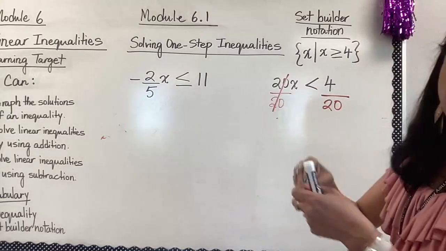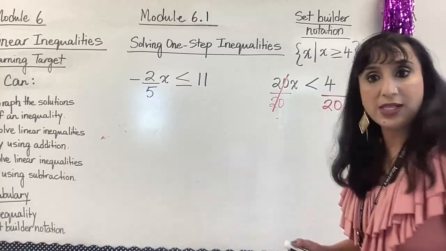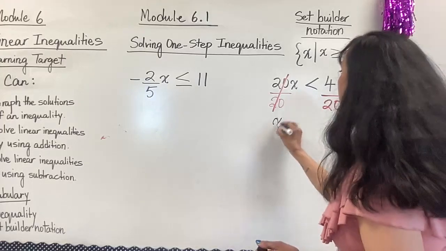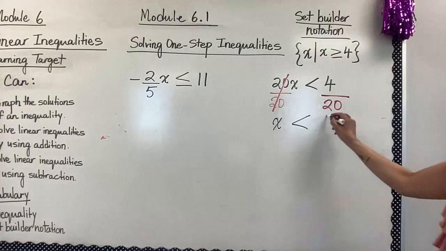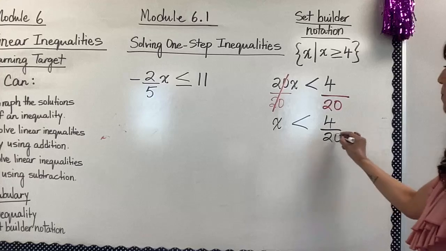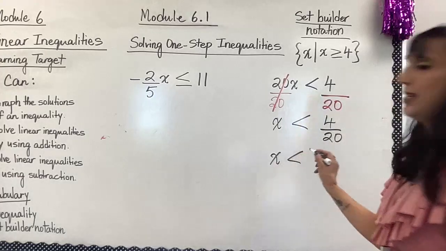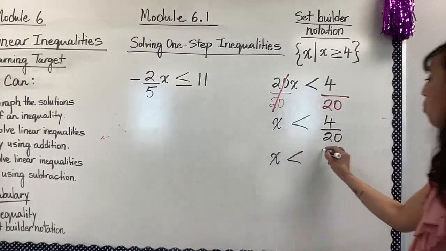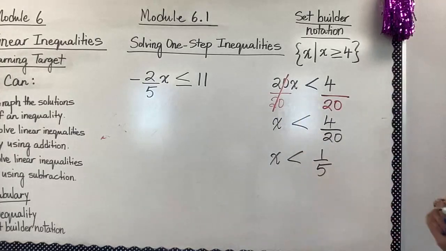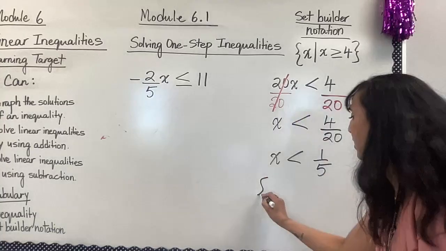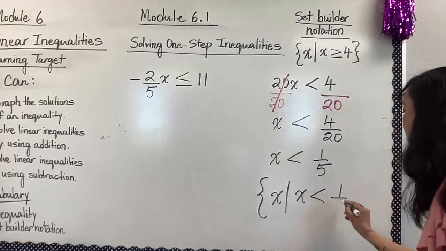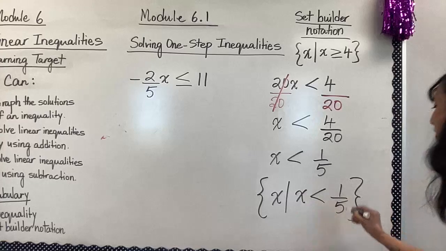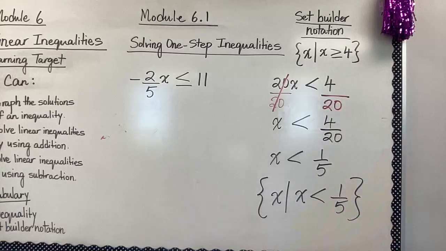20 divided by 20 is 1, and 1 times x gives me x is less than, what is 4/20th? 4/20th, we're going to put it into the simplest form. So x is less than 1/5. All right, and so my solution set is going to be this. Here is my solution set.